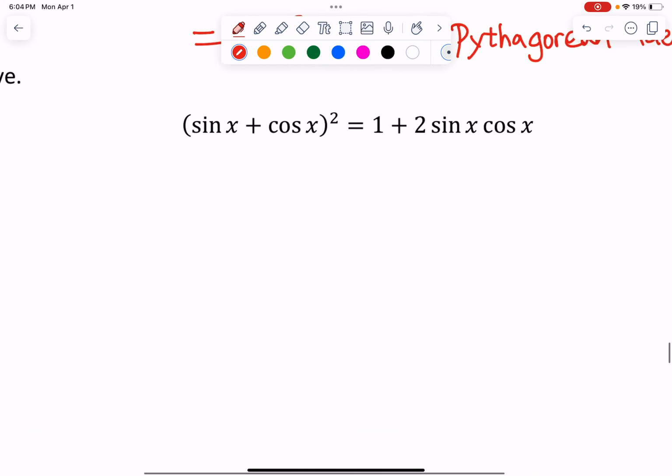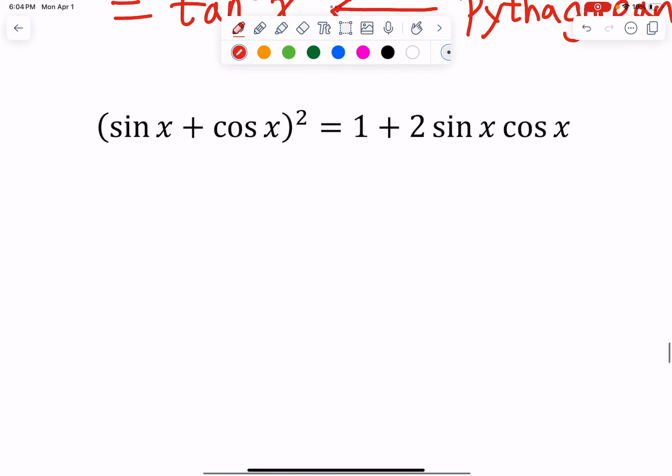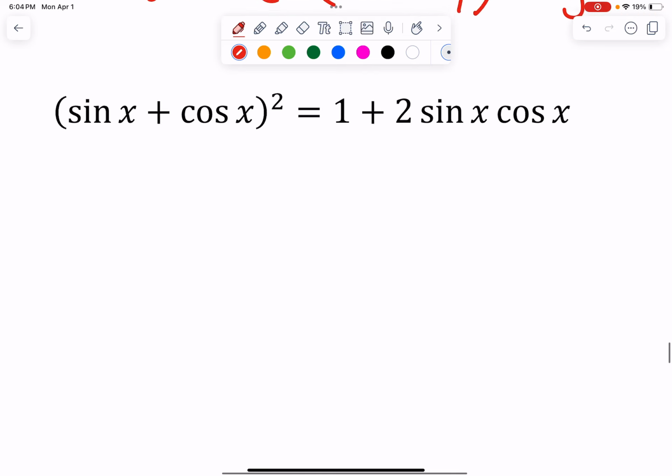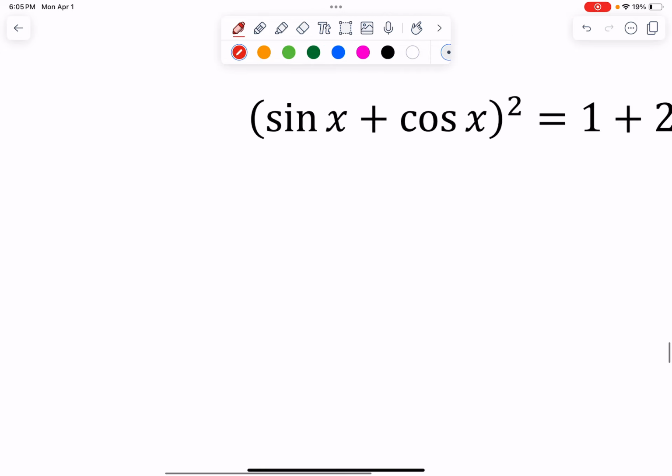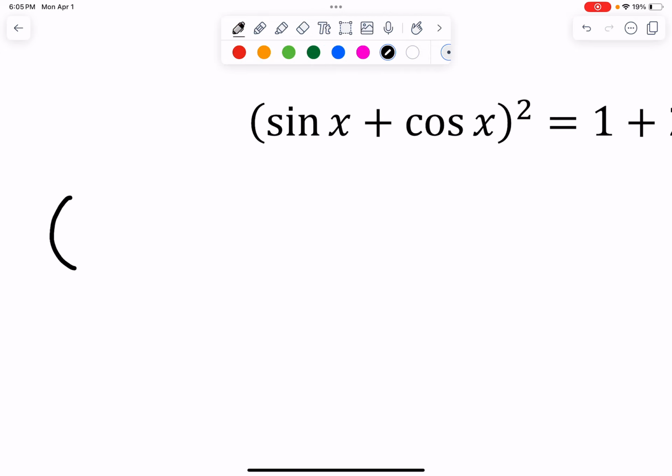So this time we have what's a mess. We have sine x plus cosine x squared. So what we're going to do is start with this side, work it out, simplify it as far as you can, and see if you can make it into this form. That's what we're going to do for proving. So just ignore the right-hand side. Just write out that left side.